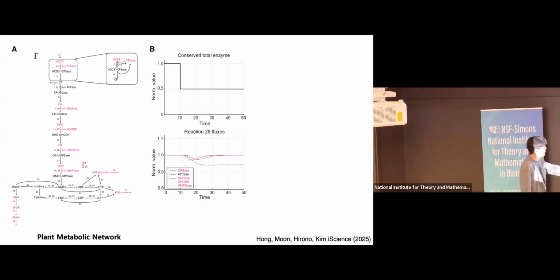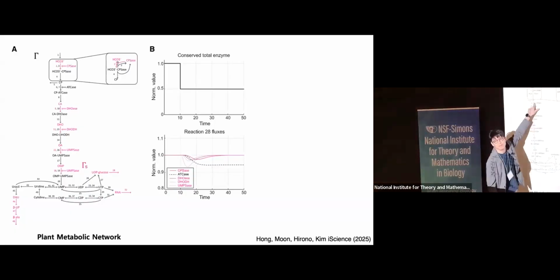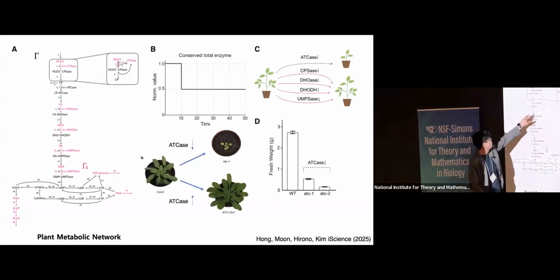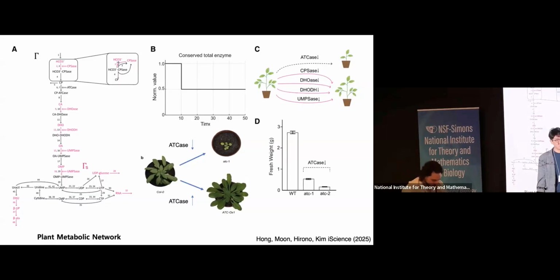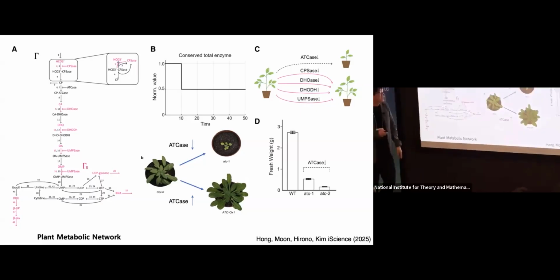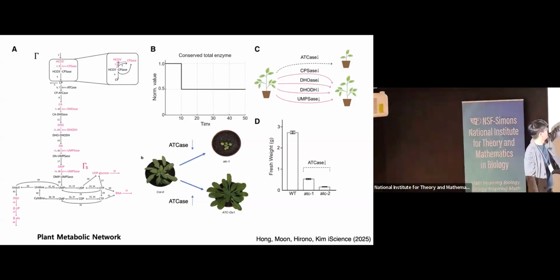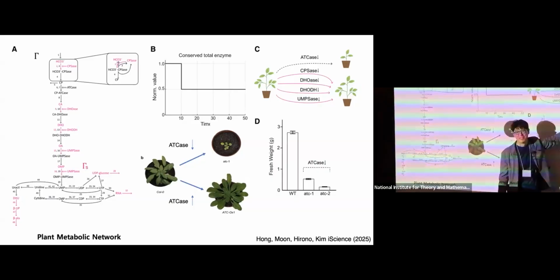So let's change this step. If we decrease this step, there is reduced metabolic flux, so the plants grow very slowly. But if we increase this step, the plants grow faster. However, if we perturb this pink, then nothing really happens.